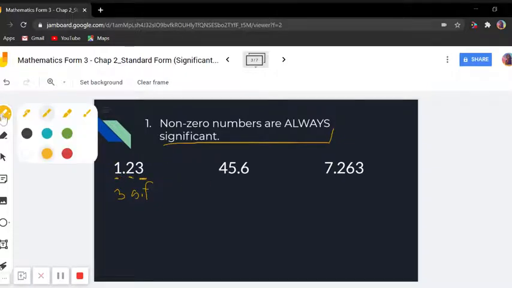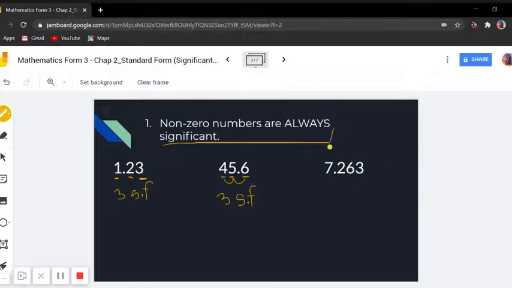Let's look at the second example, 45.6. Are these three significant numbers? Yes, right? 4, 5, and 6 are not zero. So they are 1, 2, and 3. There are three significant figures here. I think the first rule is quite easy.